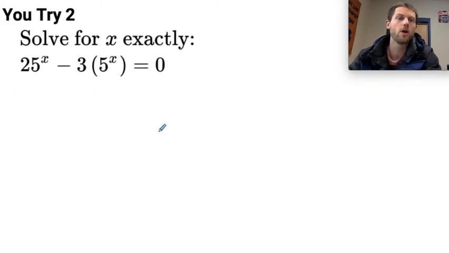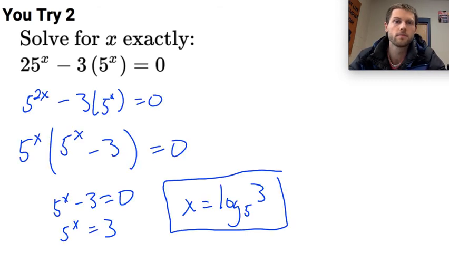Kind of a tricky problem, so why don't you try this one with the same strategies we did last time. Look for a common base, look for exponential terms that you can factor, and give this one a shot. All right, and here's my solution to this one. I wrote everything with a base of 5, factored out 5 to the x, and I came out with x equals log base 5 of 3.